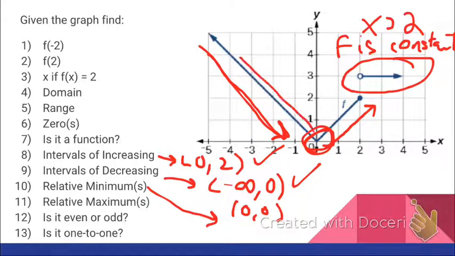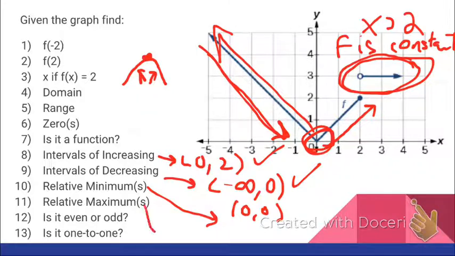Relative maximums, there is no relative maximums. It goes up forever if we look at it from the middle of the graph to the left, but that's not a maximum because it keeps going up. It never really reaches a max. And in order for it to be a maximum, there's got to be a peak. It can't just be constant. There has to be y values that are less on either side of the maximum. So there is no relative maximums.